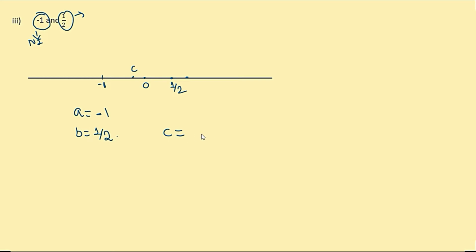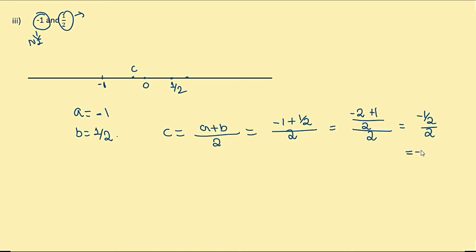So let's see, C equals (A plus B) by 2, that is (minus 1 plus half) by 2. So this will be minus 2 plus 1 by 2, that is minus half by 2, that is minus 1 by 4. So C equals minus 1 by 4 is a number between minus 1 and half.